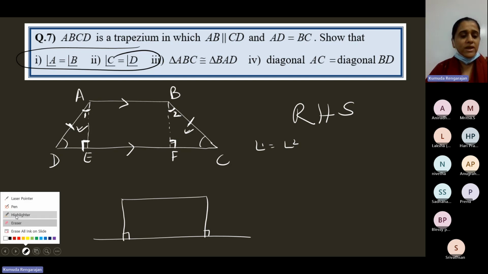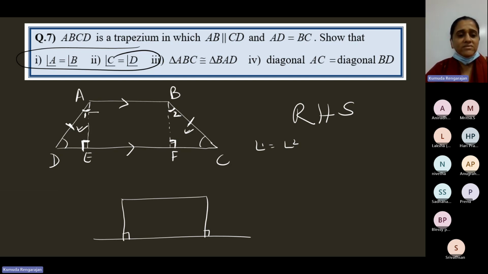What is this full angle? Angle A is angle 1 plus 90. What is angle B? Angle 2 plus 90. And how do we know that this is 90? You don't have to give the reasons, but alternate angles are equal, no? See, this is 90, which means this also has to be 90. If we have to give a reason: this is 90, this is 90, so this also will be 90. Alternate angles are equal, parallel lines.